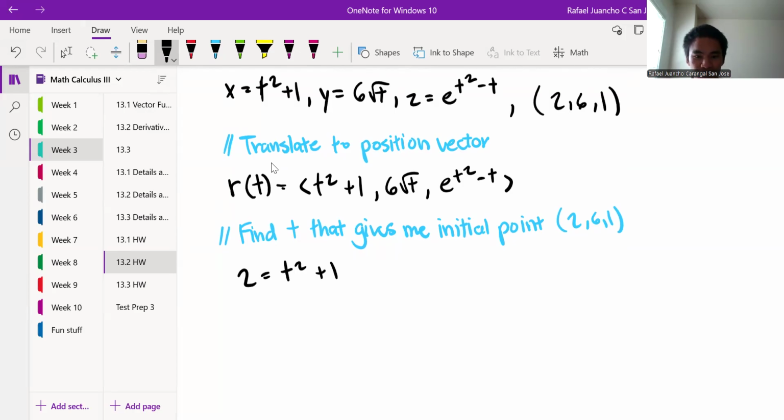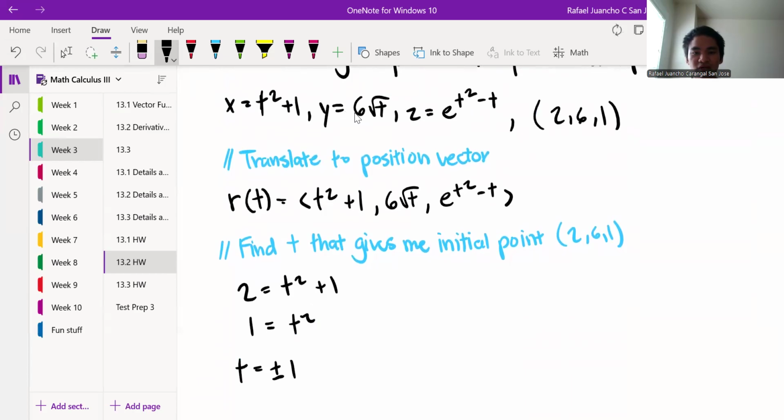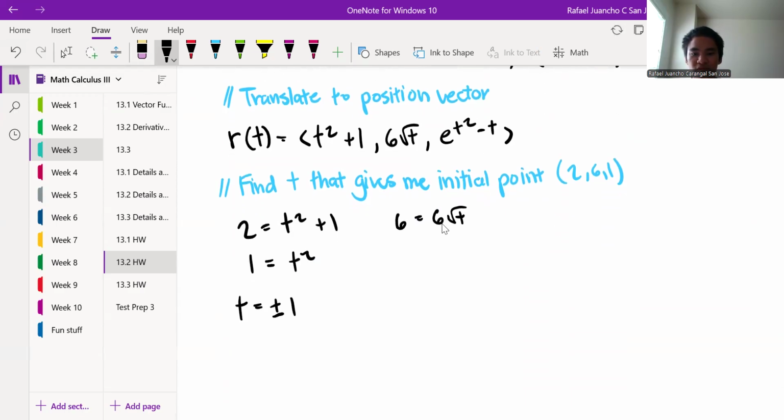So, okay, we see that 1 is equal to t squared, and t could be plus or minus 1, right? And so I'm going to try both of them in the next one. So here we have y equals 6 square root of t. We have 6 here, so I'm just going to equate them. So we have 6 equals 6 square root of t. I can divide both by 6, so I get 1 equals square root of t.